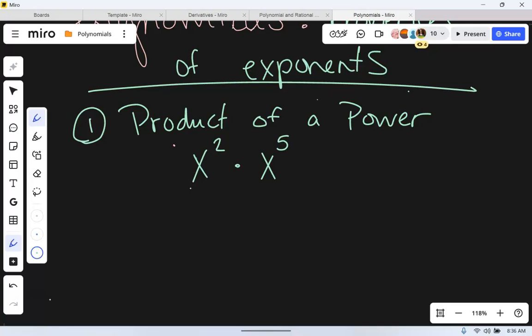Define base in general for me. What does a base mean? The number, that's right, the number that has the exponent hooked to it, okay? It's on the bottom, it's the base. So this is the base. So this only works when they have the same base. But if they have the same base and you are multiplying, what do you do with those exponents? You add them. So this would be x to the 7th.